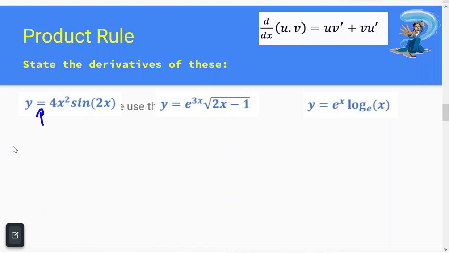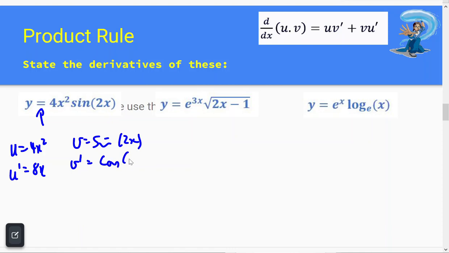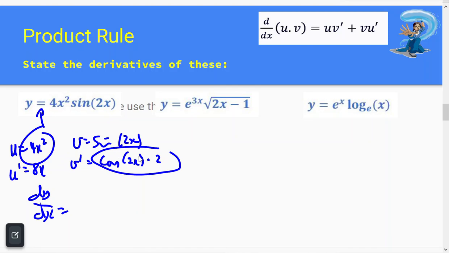What does this one look like? u equals 4x squared, u dash equals 8x, v equals the sine of 2x, v dash. So we have a chain rule, so I'll treat it as the shortcut. The derivative of sine is cos of 2x, and the derivative of the inside is 2. So dy dx is going to equal this times all of this: 4 times 2 is 8, x squared cos of 2x, plus 8x times sine of 2x.